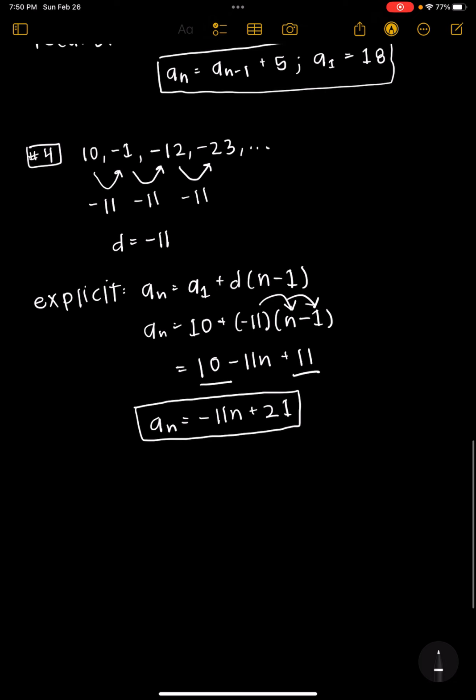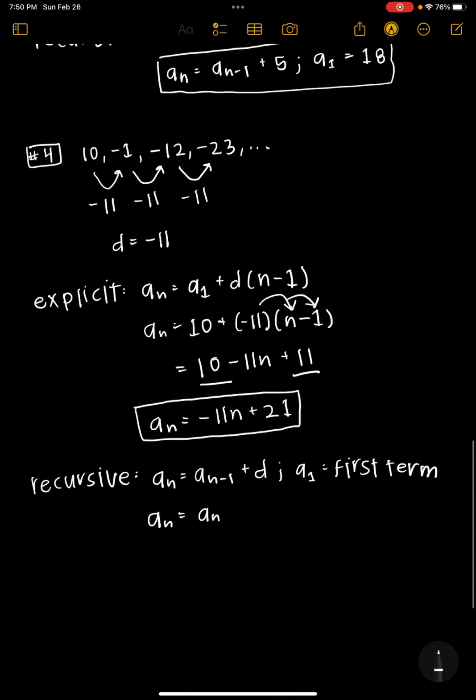And now let's find the recursive formula, which once again is a sub n is equal to a sub n minus 1 plus d, with a sub 1 is equal to the first term. So without replacing the n's, we'd have a sub n is equal to a sub n minus 1 plus your common difference, which is negative 11. And then a sub 1 is equal to your first term, which in this case is 10.